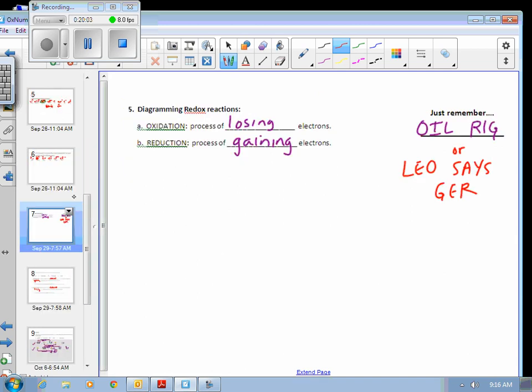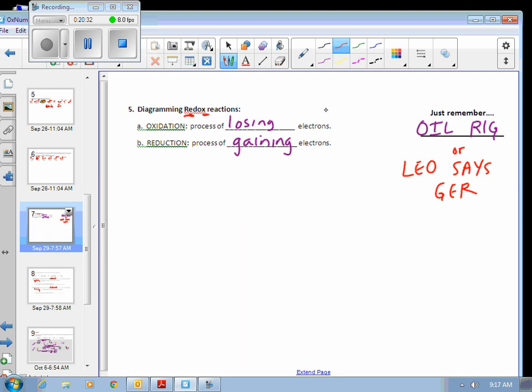Now let's see, what are we going to do with these rules? Well, we're going to start looking at redox reactions. Redox means it involves reduction and also oxidation. It's two separate processes that both happen in one redox reaction. Oxidation is the process of losing electrons. Reduction is a process of gaining electrons. Both of them are going to happen in one reaction.